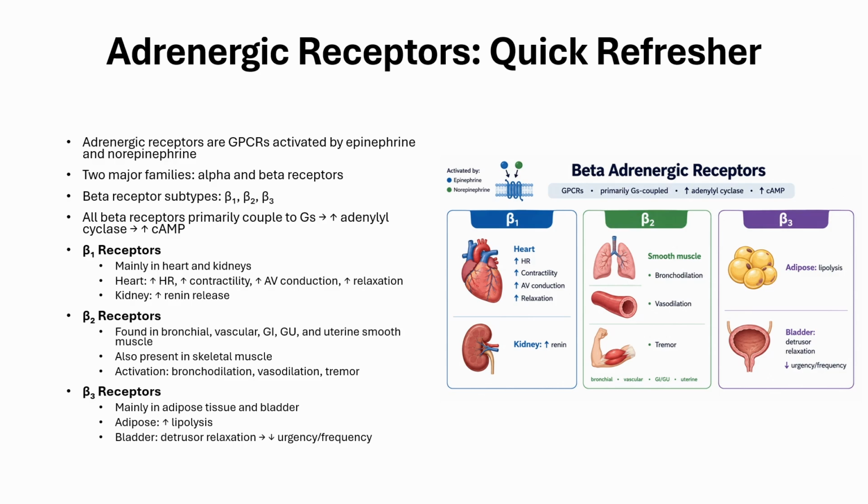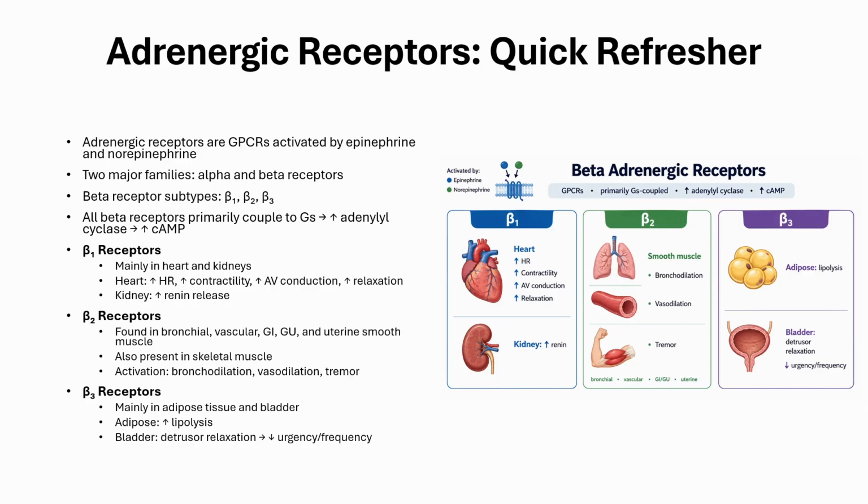They can be divided into two major families, which are alpha and beta receptors. Within the beta receptor family, there are three major subtypes: beta 1, beta 2, and beta 3. All three beta receptor subtypes mostly couple to Gs proteins, which stimulate adenylyl cyclase and increase intracellular cyclic AMP.